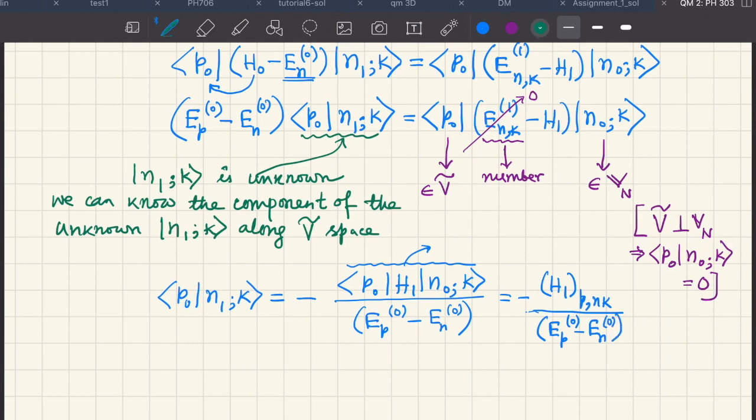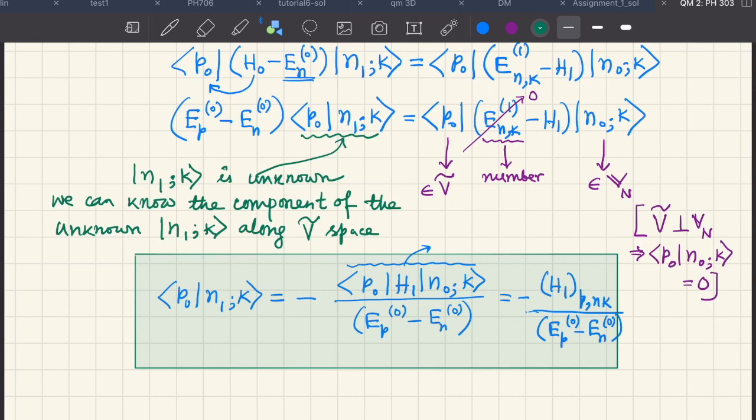So this is a result which gives us something which is interesting, that this object is still my unknown. I really do not know what are the matrix elements of the perturbation matrix H1 between the states, one of which is in the degenerate subspace Vn and another of which is in the V tilde which is outside Vn. So this quantity needs to be evaluated.